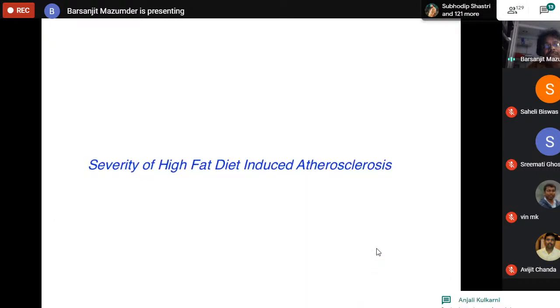So now I'm going to move to the next model, that means high-fat diet-induced atherosclerosis. A high-fat diet is inflammatory and causes atherosclerosis. That means it actually accelerates the formation of the atherosclerotic plaque in our blood vessels.